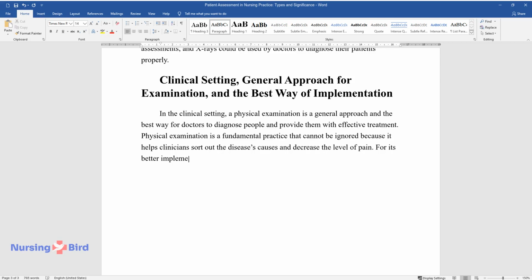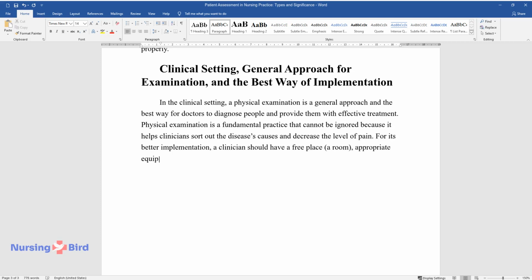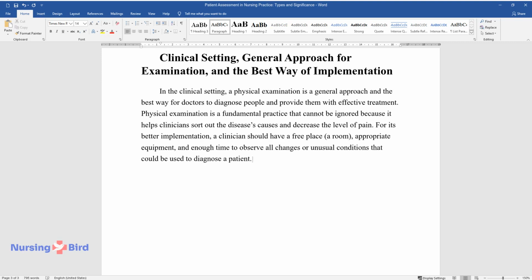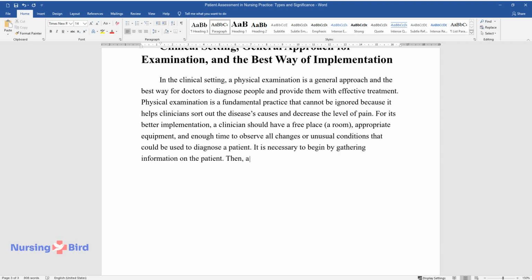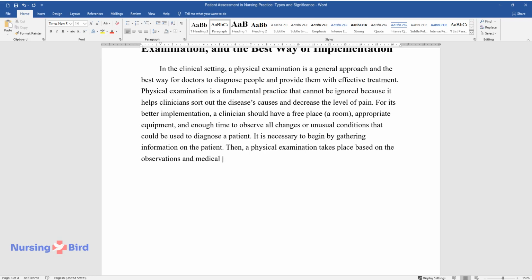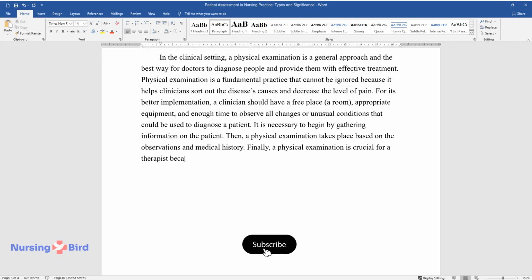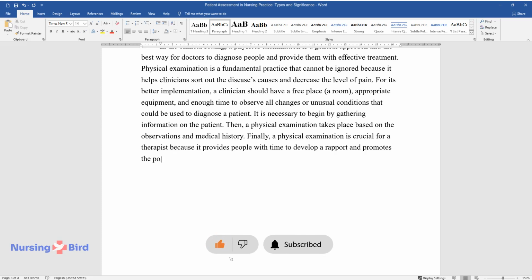For its better implementation, a clinician should have a free place, a room, appropriate equipment, and enough time to observe all changes or unusual conditions that could be used to diagnose a patient. It is necessary to begin by gathering information on the patient. Then, a physical examination takes place based on the observations and medical history. Finally, a physical examination is crucial for a therapist because it provides people with time to develop a rapport and promotes the portion of healing that is required for a patient.